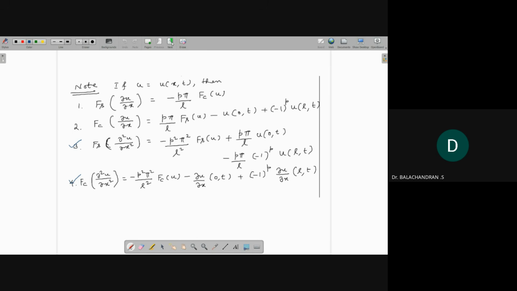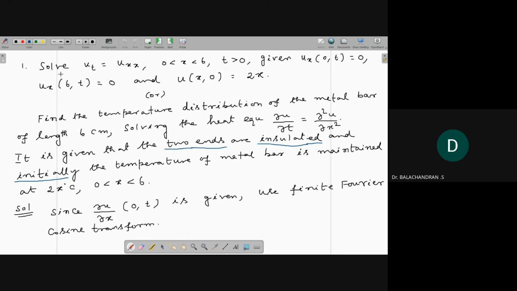Now I'll go to the problem. I already posted this PDF in the WhatsApp group, but now I'll explain the problem. Solve ut is equal to uxx. ut means dou u by dou t, and uxx means dou square u by dou x square. x lies between 0 and 6, and t is greater than 0, positive.